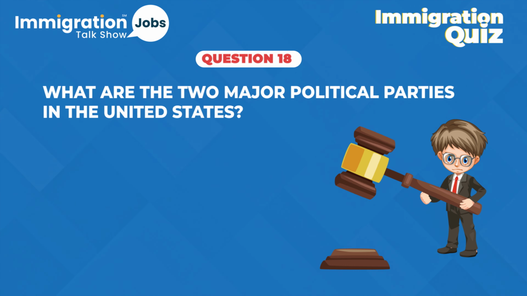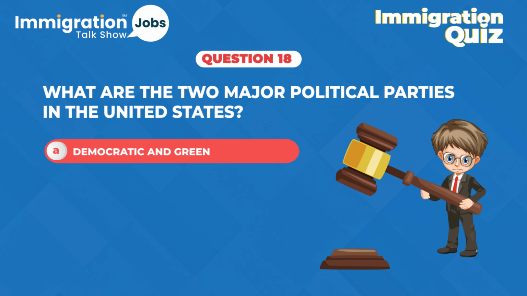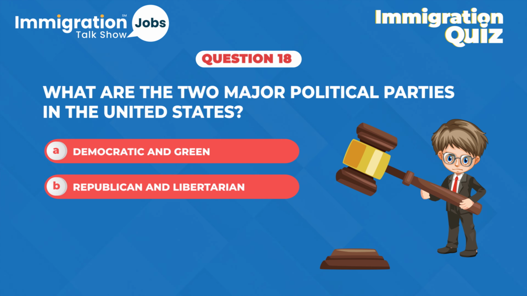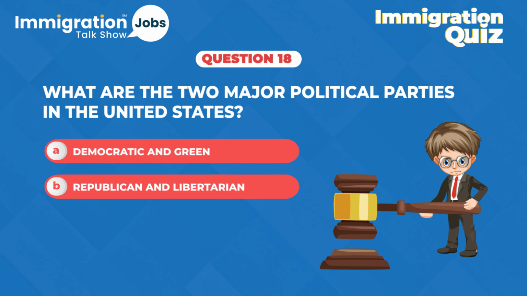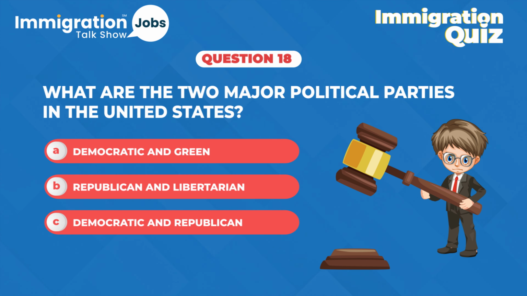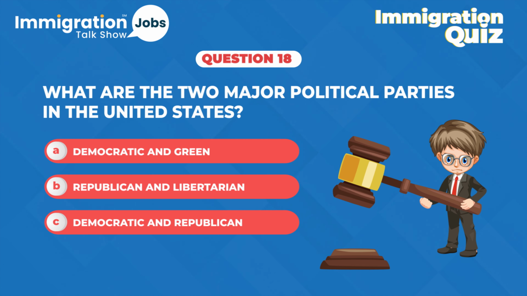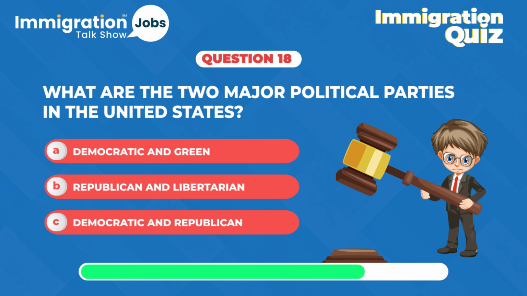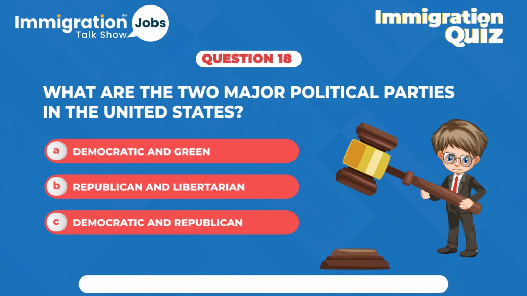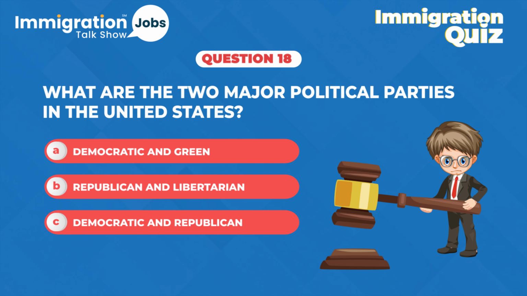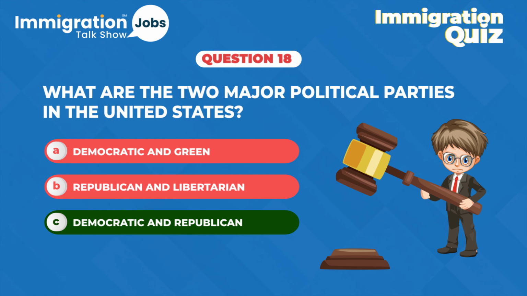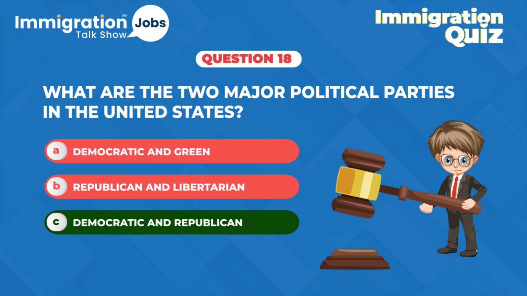What are the two major political parties in the United States? Option A, Democratic and Green. Option B, Republican and Libertarian. Or option C, Democratic and Republican. And the correct answer is option C, Democratic and Republican.